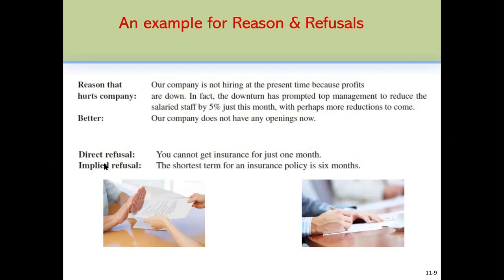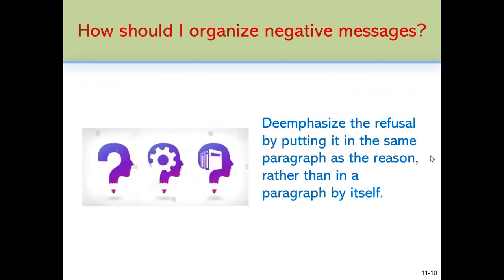Now, direct refusal versus implied refusal. You cannot get insurance for just 1 month. That's a direct refusal. Here is another example, an implied refusal, which you can perceive better: the shortest term for an insurance policy is 6 months. So indirectly you're telling them, all right, you cannot get 1 month, but the factual data is that we give policies when you sign up for 6 months of insurance.